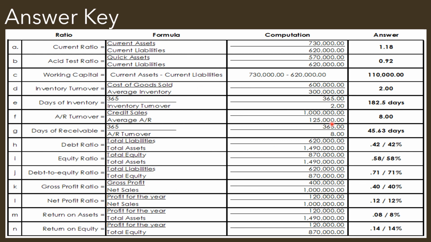For your finals. Malapit na yung finals, guys. We're nearing to an end. So, I'm assuming na slowly you're going back na to our previous discussions para makapag-review. Okay, this is the computation and here's your answer.